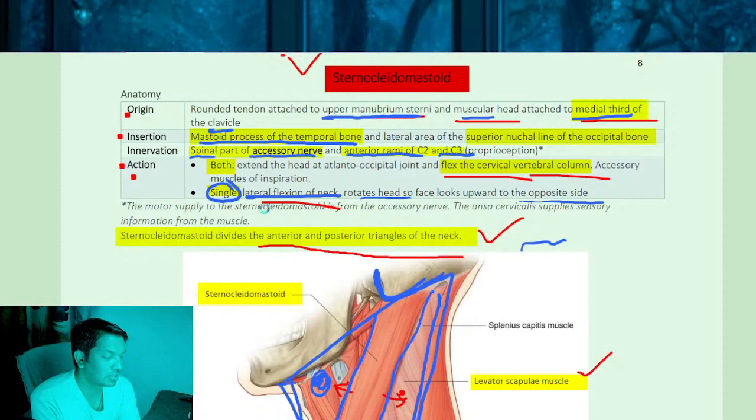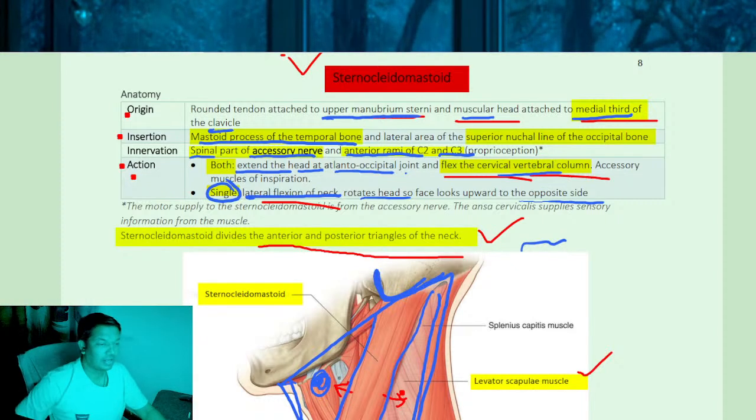If it's a single sternocleidomastoid, lateral flexion of the neck. If both, right and left, they extend the head at the atlanto-occipital joint and flex the cervical vertebral column.